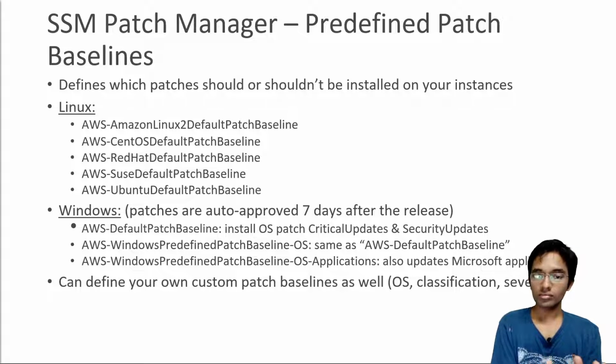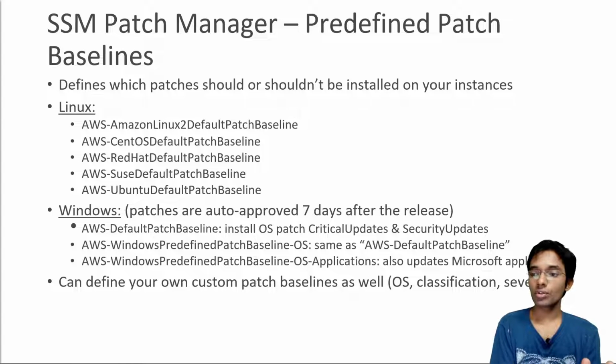AWS Amazon Linux 2 default patch baseline. Then we have AWS CentOS default patch baseline, AWS Red Hat default patch baseline, AWS SUSE default patch baseline, AWS Ubuntu default patch baseline. So these are the different default patch baselines. And so on. For Linux, they are created and defined with the name of the OS, and then default patch baseline.